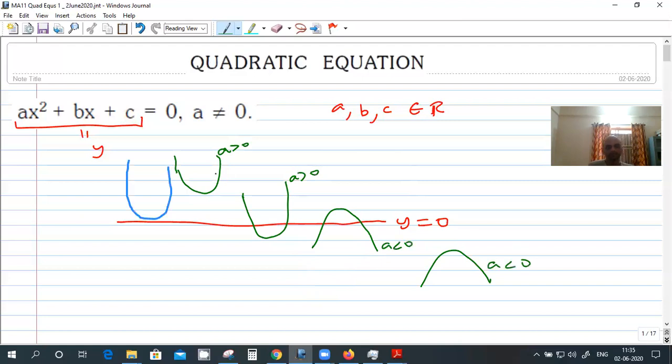So what is the difference between the first two? Sir, the first one has no real roots, and the second one has two real roots. Yeah, so here the discriminant is negative. Here the discriminant is positive. Here the discriminant is positive. Here the discriminant is negative. And the discriminant is b square minus 4ac.